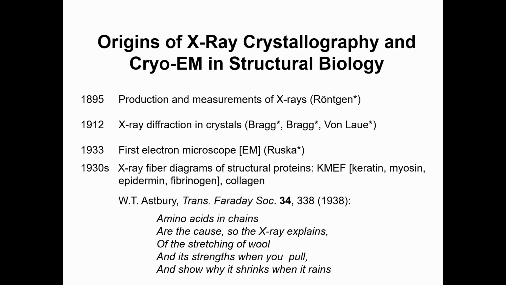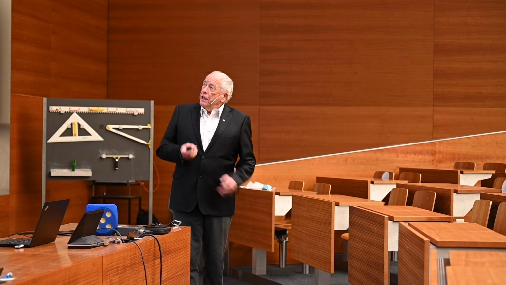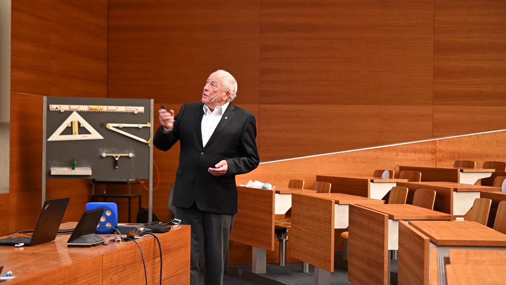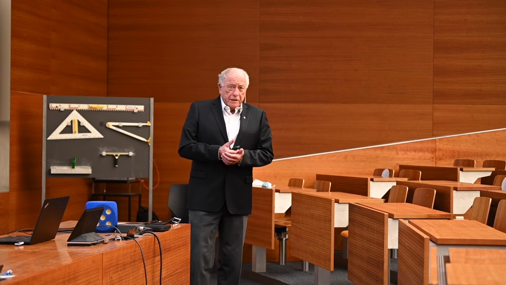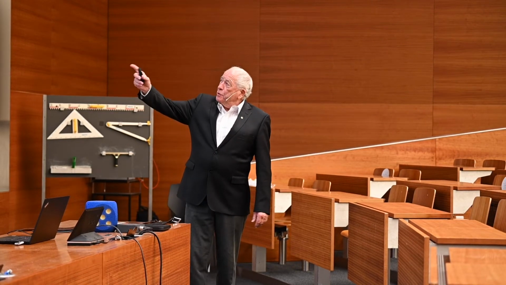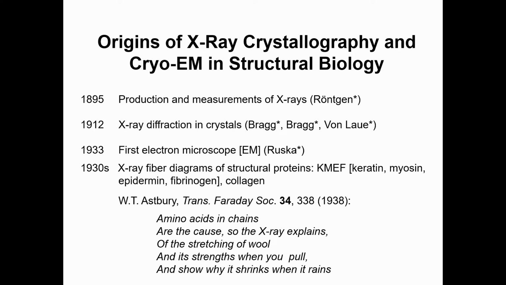Well, X-rays were first produced and measured by Röntgen in 1895. And Röntgen was the first recipient of a physics Nobel Prize in 1901. By the way, I put stars on each name of a scientist who was awarded a Nobel Prize. And you can see from my slides that methods development has been a very important part of overall research in chemistry, in the life sciences, and in physics.